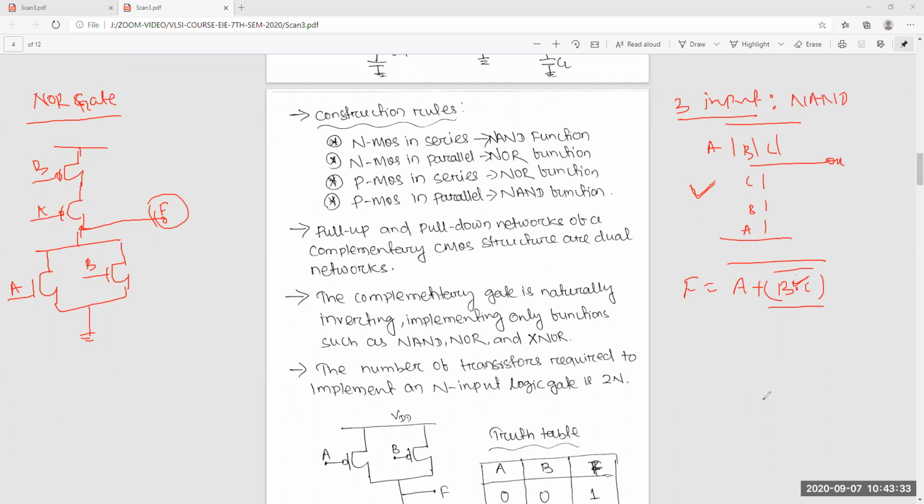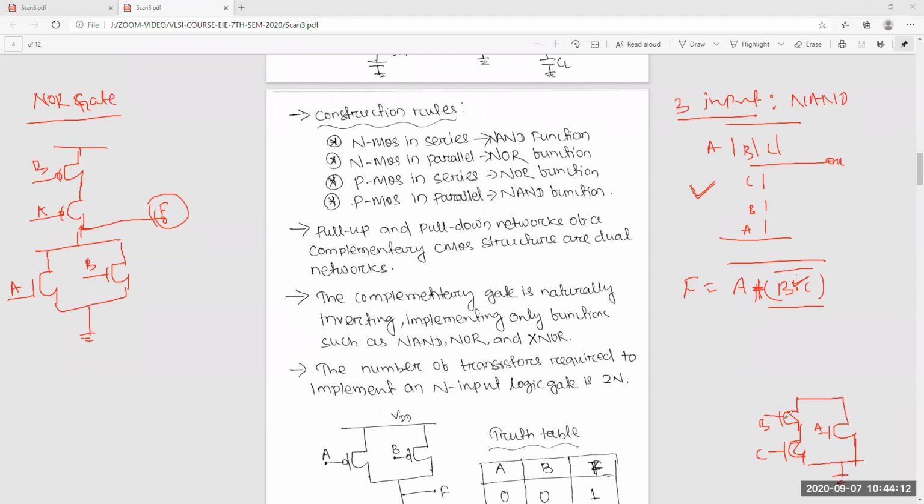So what you will do? Suppose first think about the pull down. Pull down means this BC. So BC will be in series or parallel? Series. So this is B, this is C. Then next, that is plus, so then parallel with A. So this is your pull down network.